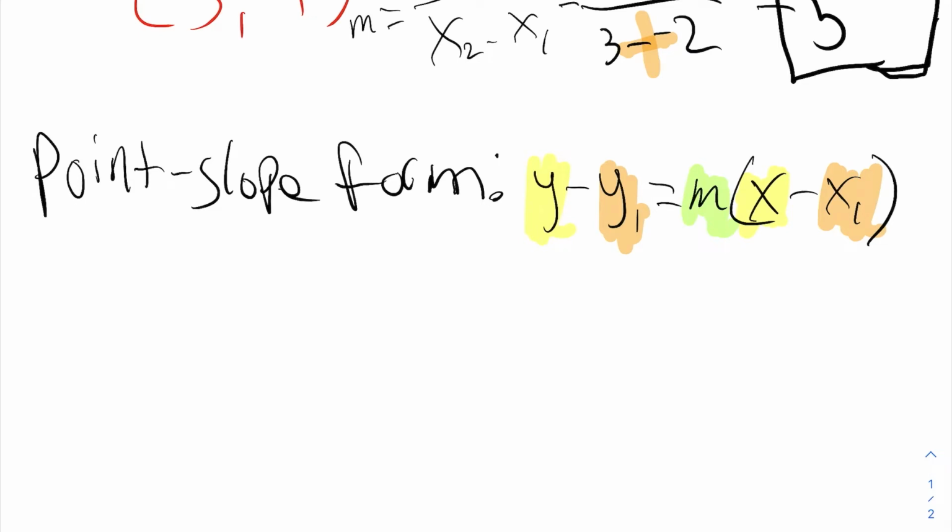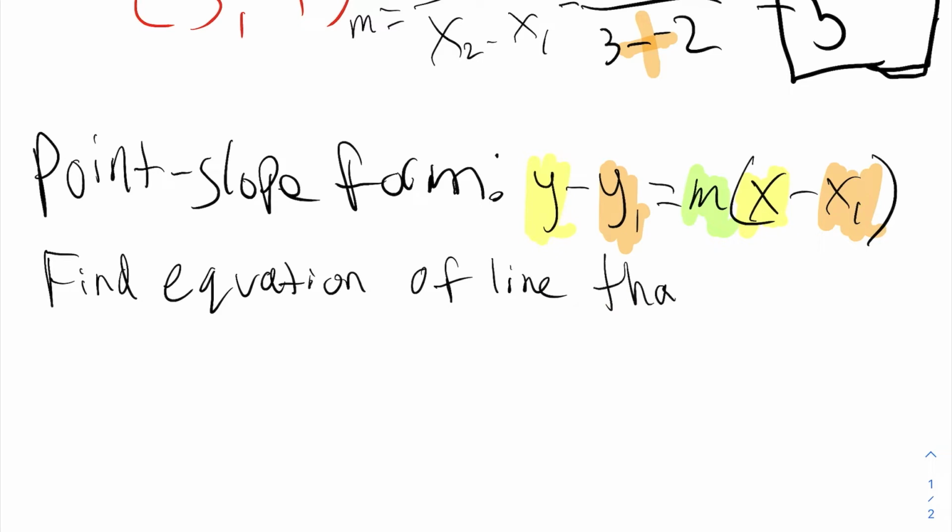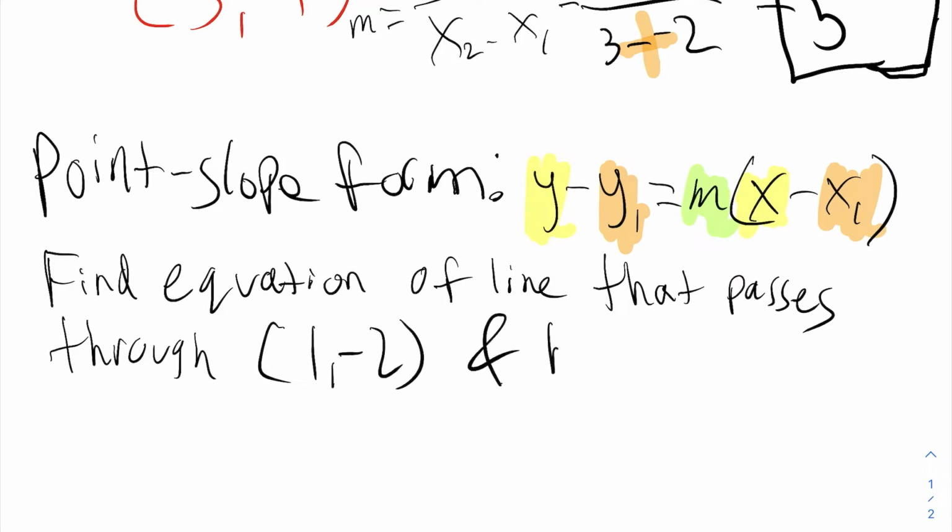So let's do an example. Let's say the problem says, find the equation of a line that passes through 1, -2, and has a slope of, let's say, 3.